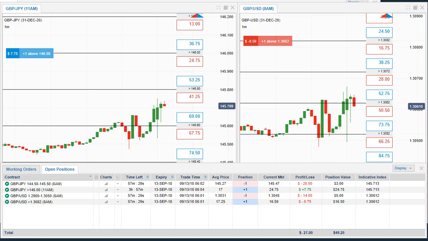And it could move in my direction on the British pound yen as long as by 11 o'clock this morning you're at 146.001. It's that third digit that matters with binaries. Then you could potentially make a profit.